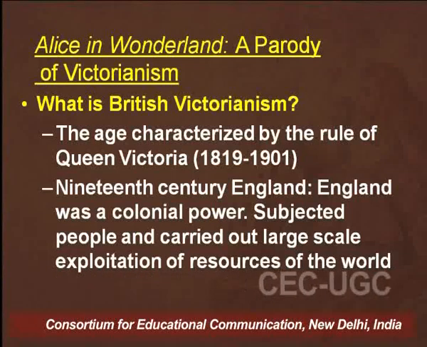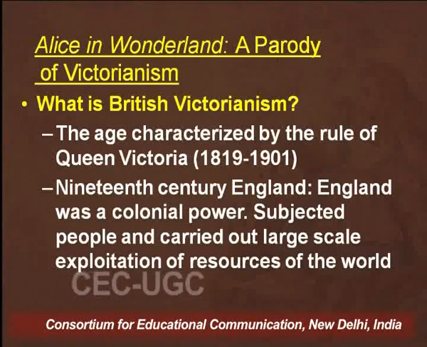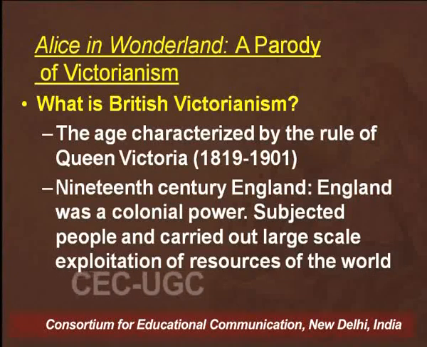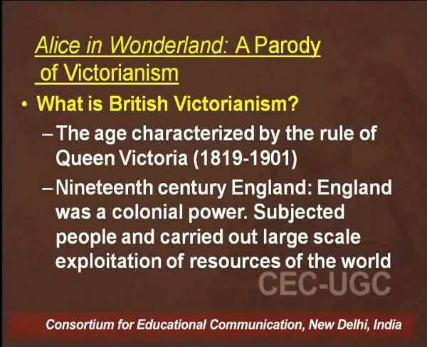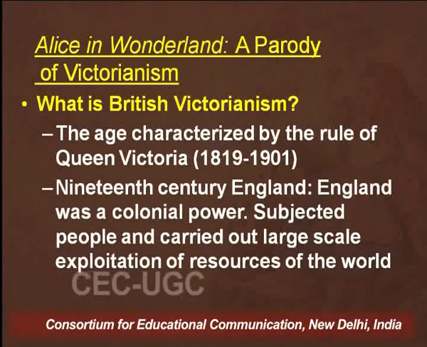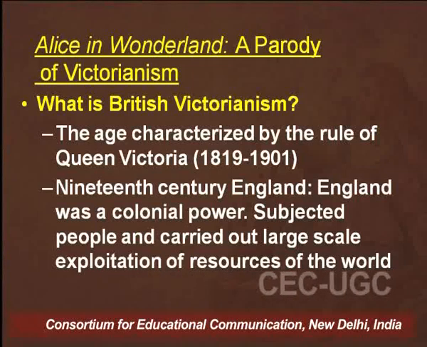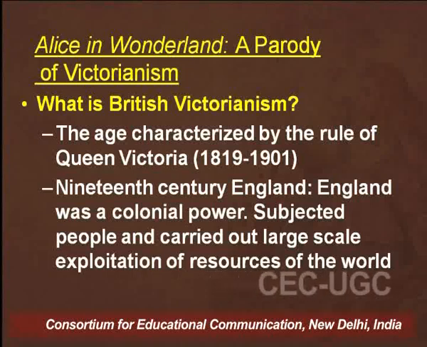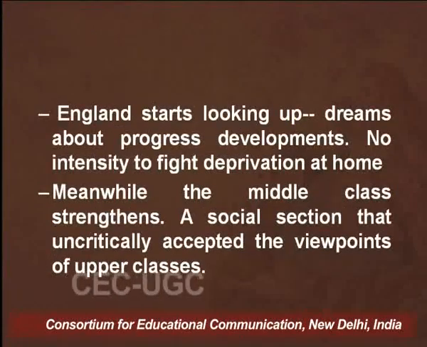All right, we now come to the next critical point that we should be aware of about this text by Lewis Carroll, that is how Alice in Wonderland is a parody of Victorianism. If we see what British Victorianism is, it's actually the age characterized by the rule of Queen Victoria from 1819 to 1901. Now, 19th century England was a time when England was a colonial power. It was a time when the English subjected people in different countries, and they carried out large-scale exploitation of resources of the world as well, right?